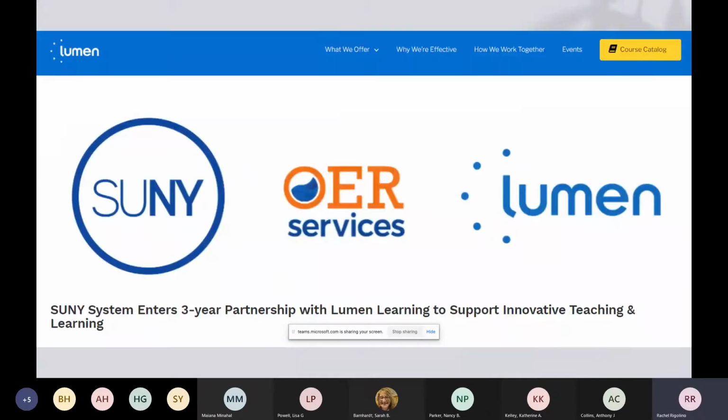So SUNY is at the end of a 3-year agreement with Lumen. And Lumen is a textbook company. Actually, they call themselves Lumen Learning because it's really beyond textbooks. They have quite a developed set of material that is interactive. So it goes beyond a plain print textbook, right? So we're in an agreement with them, which meant that we could use their material and the material would be free to students.